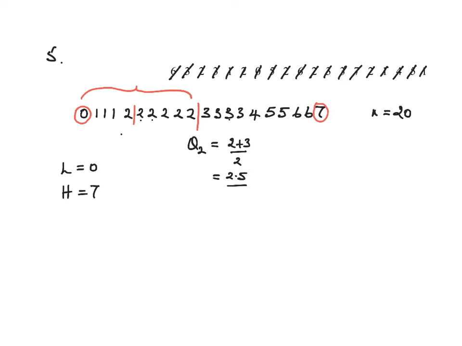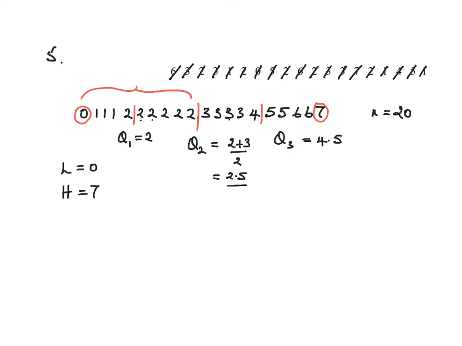Halfway between 2 and 2 is 2. 1, 2, 3, 4, 5, 6. So halfway between 4 and 5, I think you can do that without any bother, is 4.5. So here are the 5 main points. What we want to do now is to have our box plot.